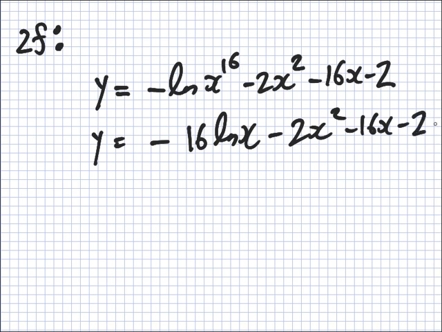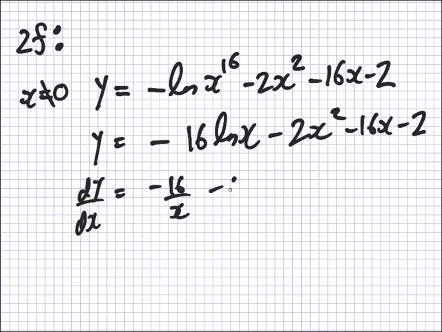By the way, which values of x can I not use? 0. Yeah. Minus is actually alright for this one. It just can't be using 0. Alright, derivative. So, what do we get here when we differentiate? First, minus 16 over x. Next, minus 4x minus 16 equals 0.